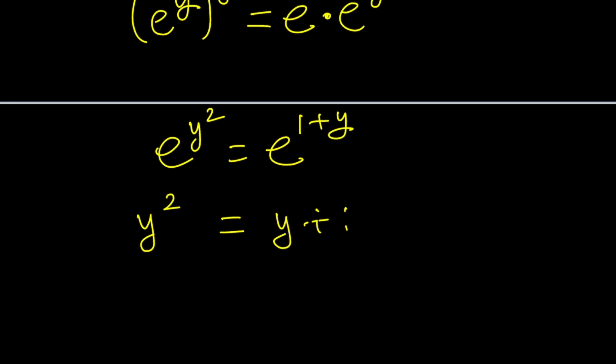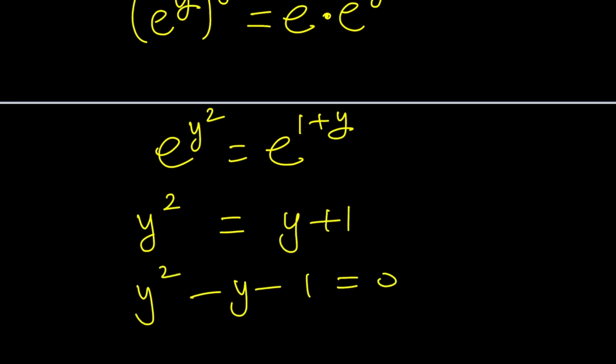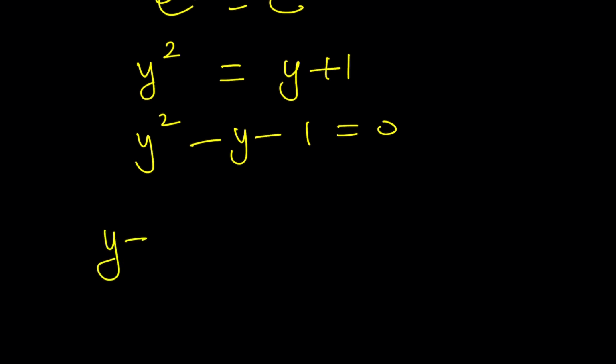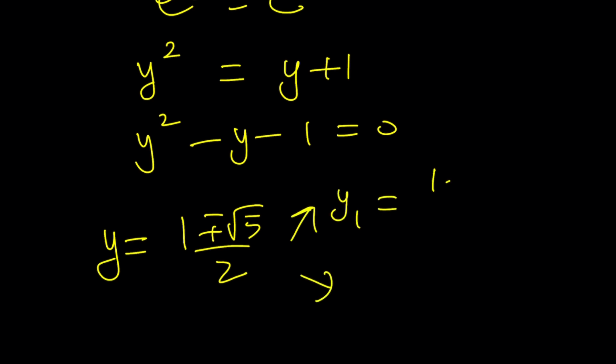Now we have the following equation. Now we're going to put everything on the same side again and just solve it as a quadratic. You know the drill, but let's repeat one more time. From here, y will be, by the quadratic formula, negative b plus minus the square root of 5 over 2. And from here, we're going to get two solutions. y1 will be 1 plus root 5 over 2, and then y2 will be 1 minus root 5 over 2.